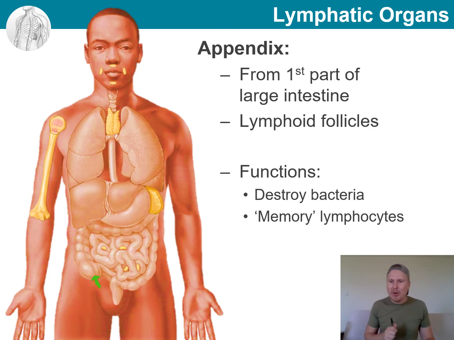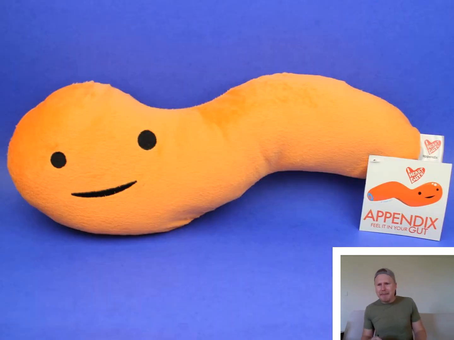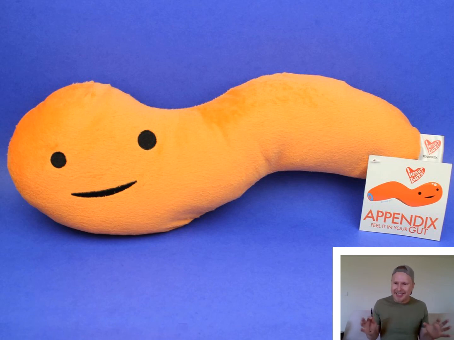Now, I want to talk a few words about the appendix. It is an offshoot from the first part of the large intestine, known as the cecum. And in terms of its structure, it as well contains a large number of lymphoid follicles. Its functions are just like those we saw earlier: destroying bacteria, preventing them from reaching the intestinal wall, and generating memory lymphocytes.